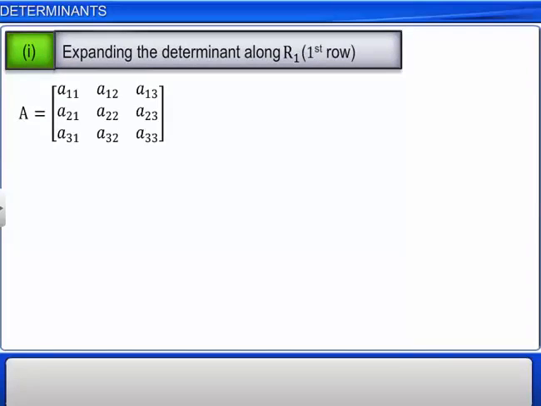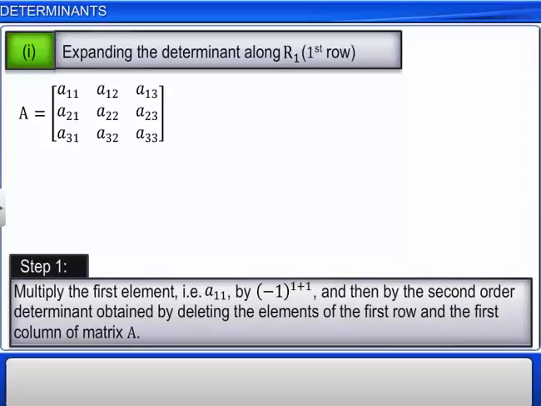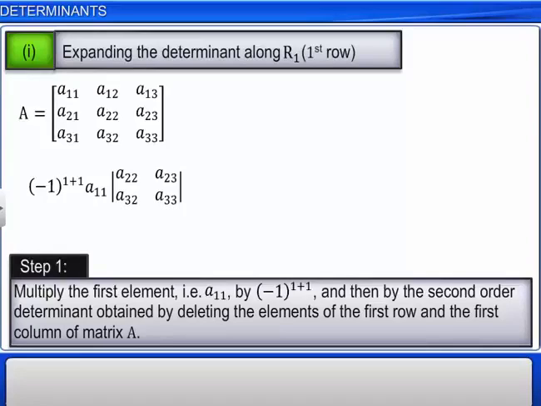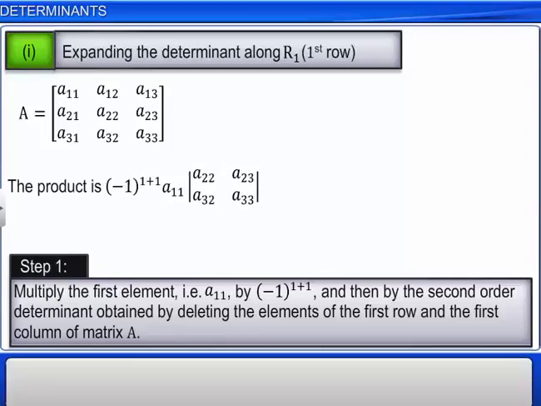Beginning with the first step, multiply the first element, A11 of the first row, by minus 1 raised to the power of 1 plus 1, where 1 plus 1 is the sum of the suffixes of A11. And then, by the second-order determinant obtained by deleting the elements of the first row and the first column of matrix A. This is because A11 lies in the first row and the first column. Hence, the product corresponding to the above step is as shown.